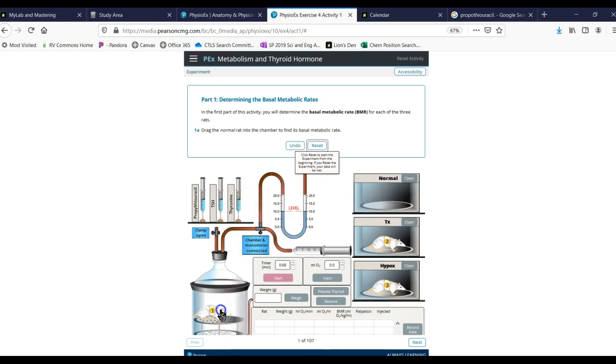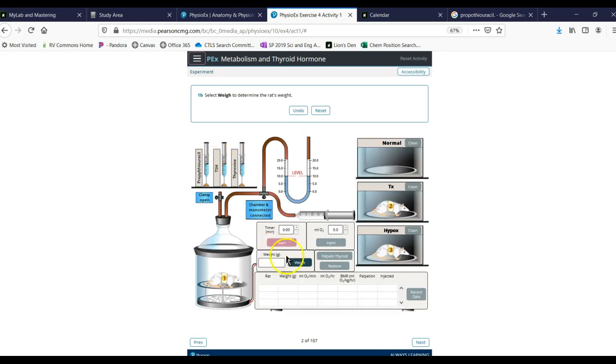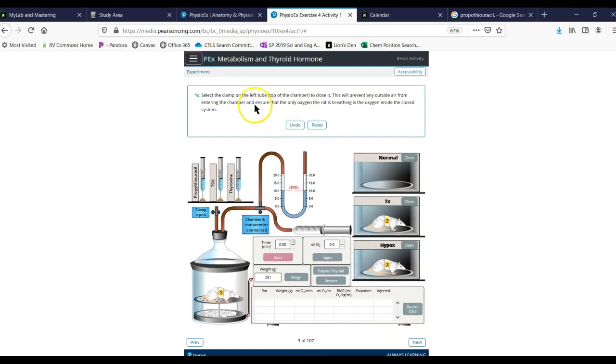So you drag the rat over, which is what it's telling you to do up here. And then you hit next, and then it says select weight. You do the weight, and then you hit next, and then it says select the clamp. That's this clamp here. Next. Then it says set the timer to a minute and select start. So there's a minute. Start.